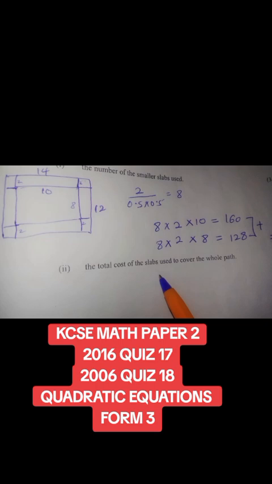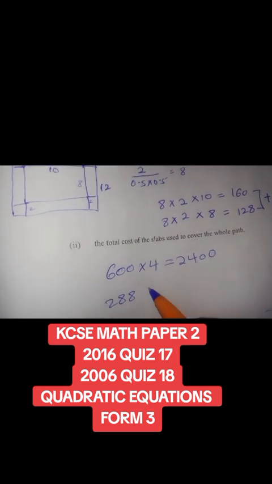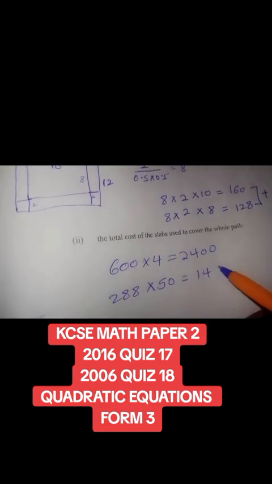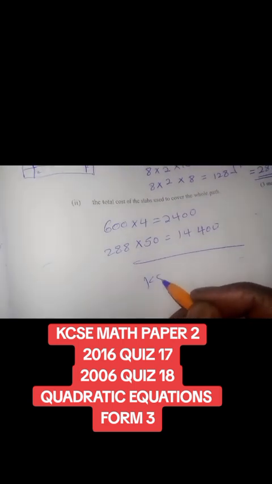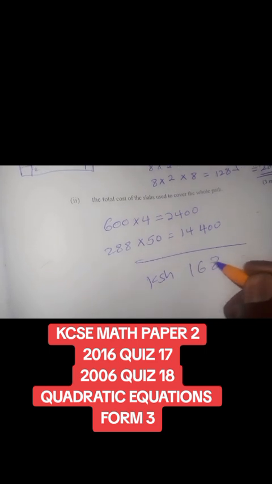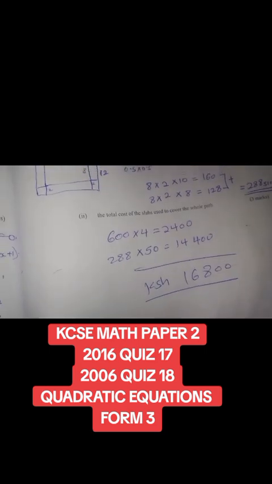The next part, you are asked the total cost of the slabs used to cover the whole path. So we start with the bigger one. We are told the cost of making the corners, and remember the corners are 4. Therefore, the corners will be 600 times 4. That is for the corners, that is 2,400. Then the smaller slabs will be 288 times the cost, which is 50 shillings, which gives 14,400. Therefore, the total cost used to make the slabs, if I add the summation, is 16,800.